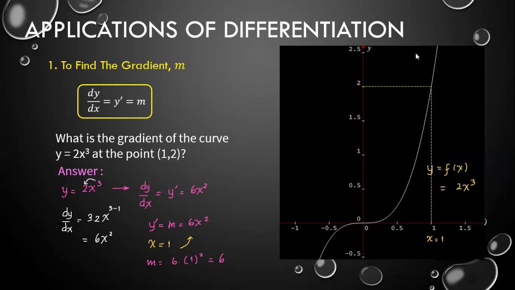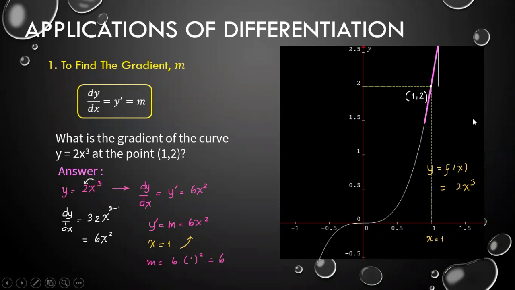Yes, students? This point is (1, 2). Okay, this is the point, right? Now we are going to the gradient. How do we draw the gradient at the point (1, 2)? This is the gradient, right? How do we read the gradient from this graph?